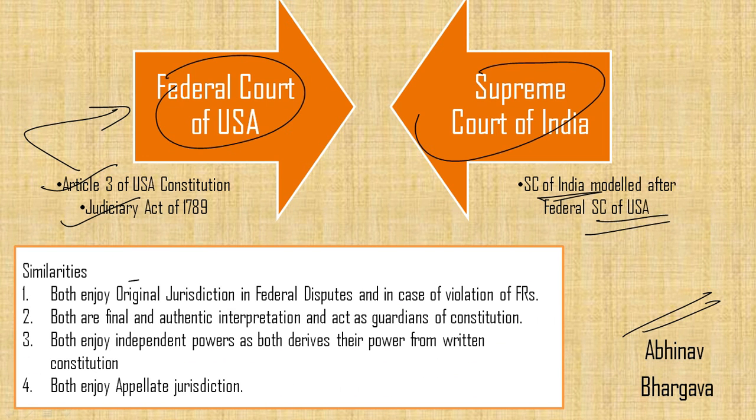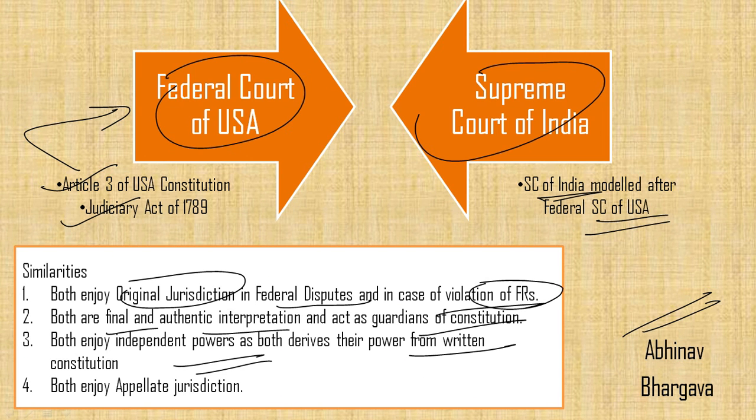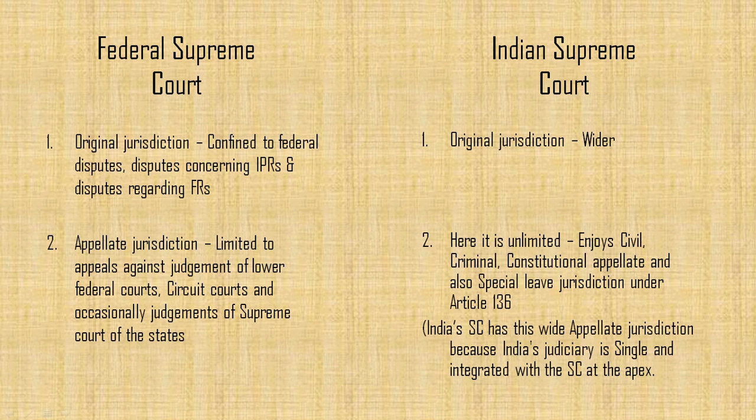See, both enjoy original jurisdiction in federal disputes and in case of violation of fundamental rights. They are the final, authentic interpreters and act as the guardians of the Constitution. And they both enjoy independent powers as they derive their powers from the written Constitution. And they both enjoy appellate jurisdiction. Now let us see some differences.